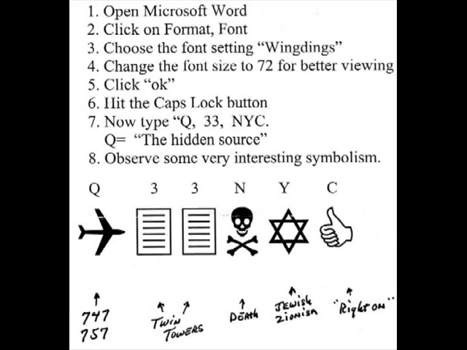Step 1, open Microsoft Word. Step 2, click on Format Font. Step 3, choose the font settings, Wingdings. Step 4, change the font size to 72 for better viewing. Step 5, click OK. Step 6, hit the caps lock button. Step 7, now type the numbers 33 or 33. Step 7, now type the letters Q, 33, and NYC. The letter Q is a hidden source. Step 8, you'll observe some very interesting symbolism.